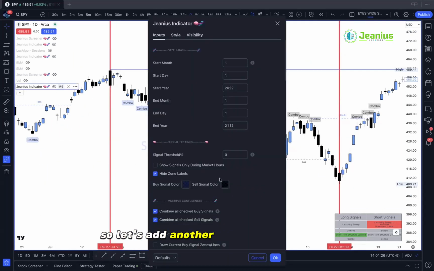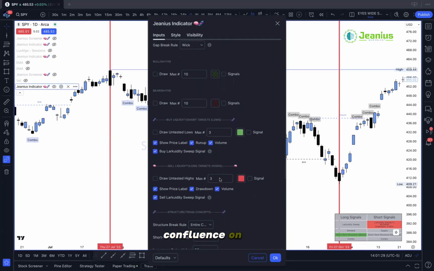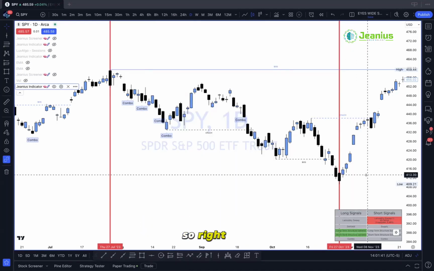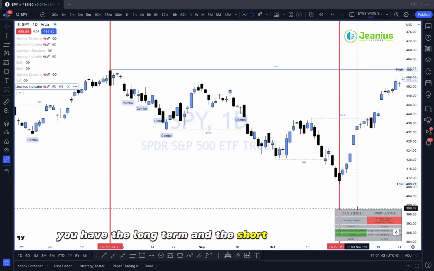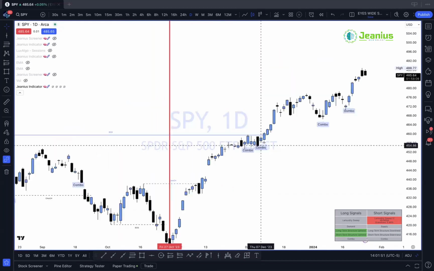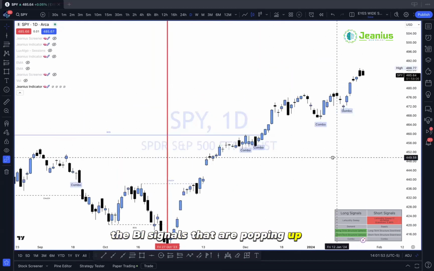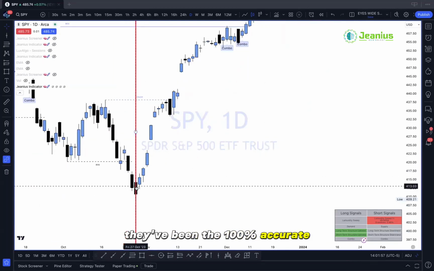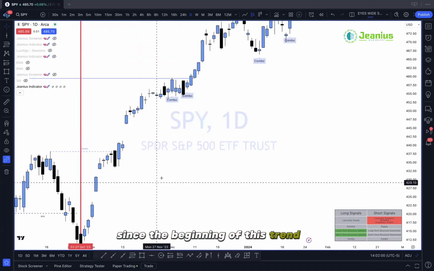So let's add another piece of confluence on here just to see how it changes. So right now, wait for it to pop up. Right now you have the long-term and the short-term trend both up. And if you notice, the buy signals that are popping up have been pretty much 100% accurate since the beginning of this trend up.